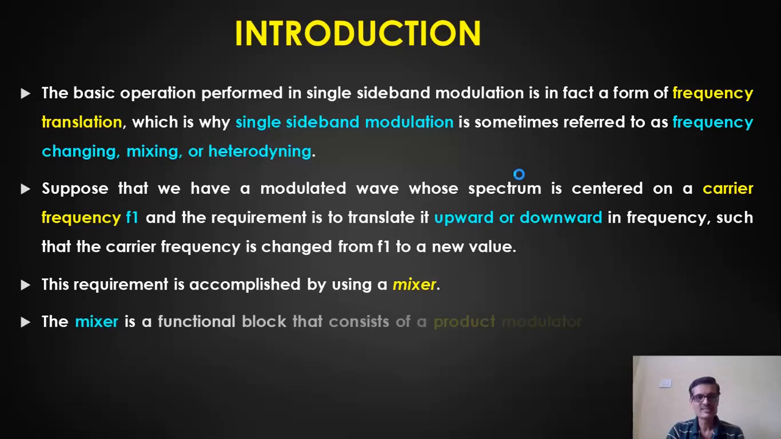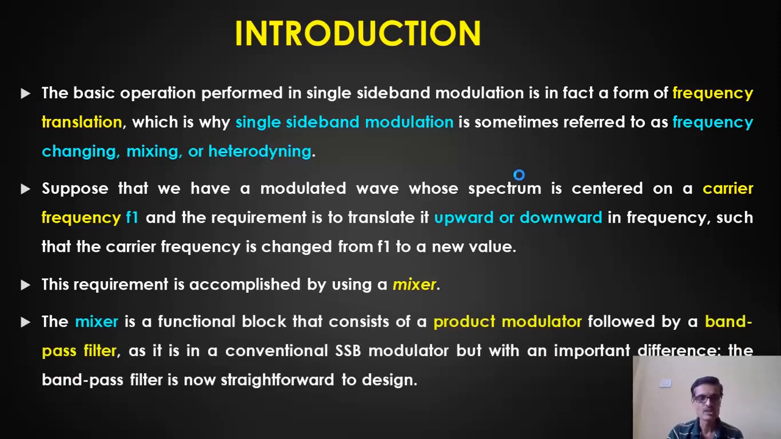Now, what exactly does the mixer consist of? The mixer consists of a product modulator and a band pass filter. It is a product modulator followed by a band pass filter, which is what we actually use in the SSB modulator also. But in this case, the difference is that designing that band pass filter is very straightforward, or easy, compared to SSB modulation. Now we will see the block diagram of this mixer, or frequency translation process.